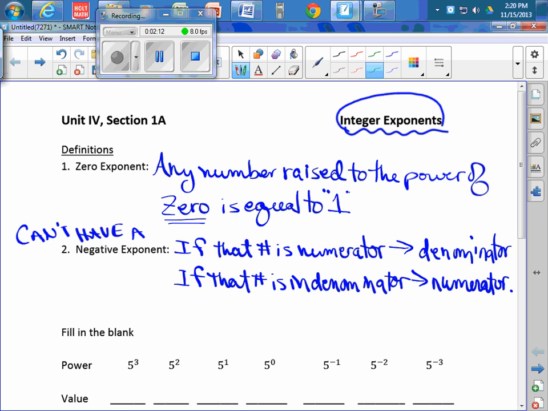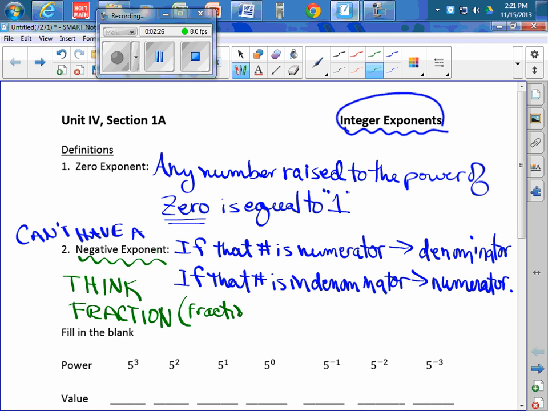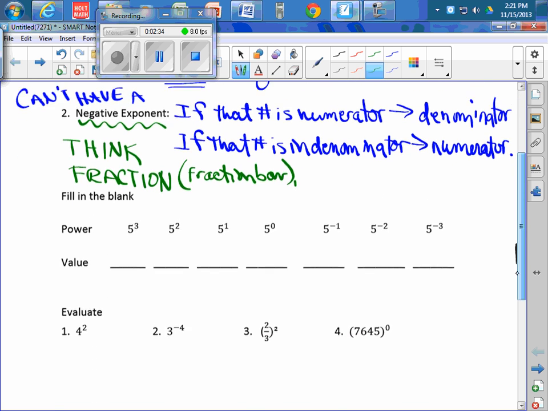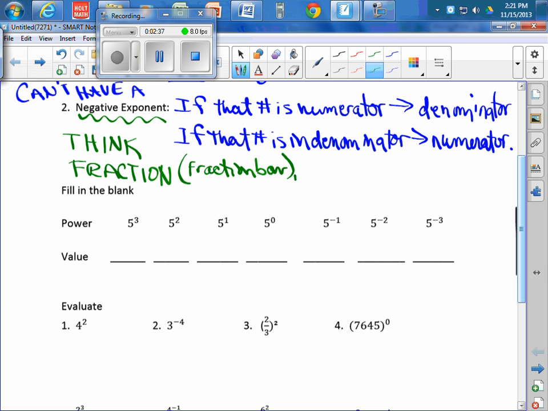Here's what we need to think about. Whenever you have a negative exponent, think fraction, which means you need a fraction bar. So if you have a negative exponent, start with a fraction bar. We'll talk about how that works in just a few seconds here. But notice that the exponent tells you how many of these things you're multiplying. So 5 to the third actually means 5 times 5 times 5. We get 125. 5 squared means 5 times 5.